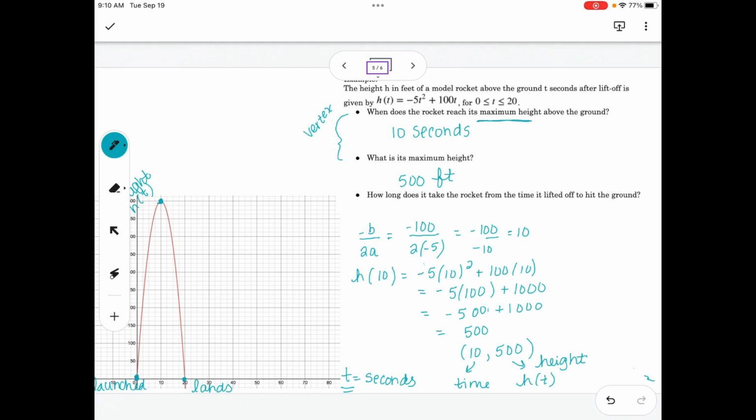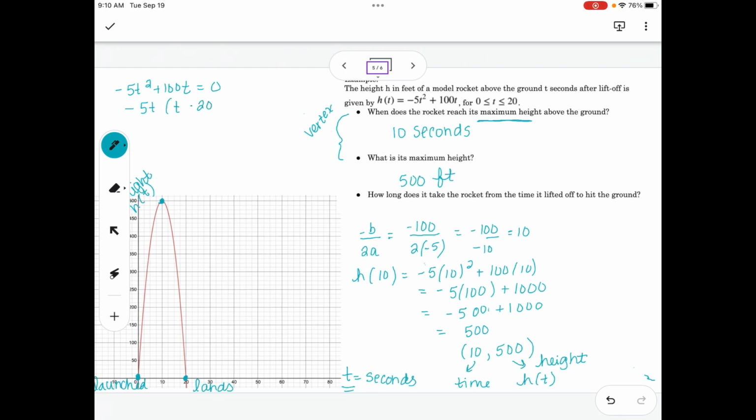So it lifts off at 0, 0 here. How long does it take to hit the ground? Clearly we can see that it's 20 seconds, right? But we could also do this by factoring. So we can solve for 0. So where is negative 5t squared plus 100t equal to 0 when it hits the ground? So our height is at 0 level. I can divide everything by negative 5t, leaving me with t minus 20 equal to 0.